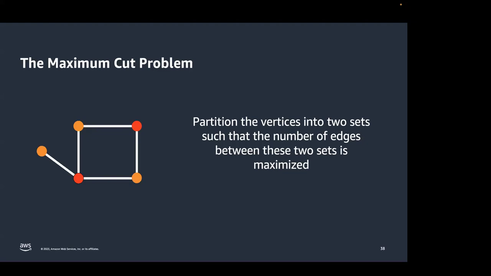So let's look at what the max cut problem is. The max cut problem basically is that, given a graph, what we want to find is a partition of vertices into two subsets in such a way that the number of edges between these two subsets is maximized.